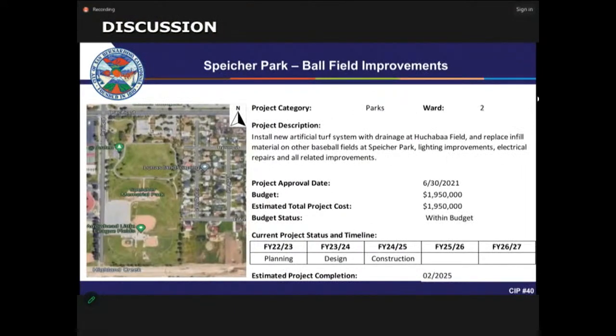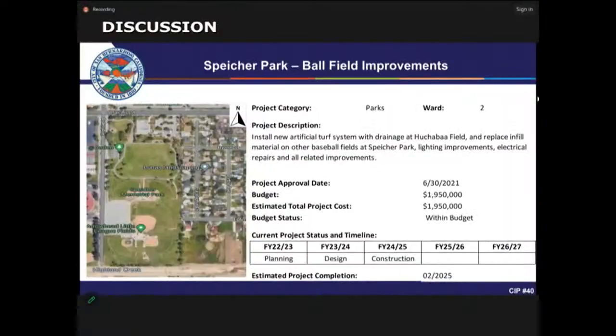The next project is Spiker Park ball field improvements. The proposed improvements include the installation of a new artificial turf system with drainage at the 5 fields at Spiker Park, including replacement of infill material as well. Improvements include lighting improvements, electrical repairs, and all related improvements. This project is funded by ARPA funding as well as San Manuel Band of Mission Indians. We are currently starting the design phase. It was just awarded at the last council meeting. The anticipated completion is February 2025.